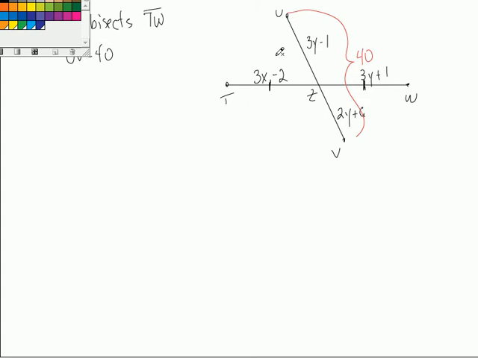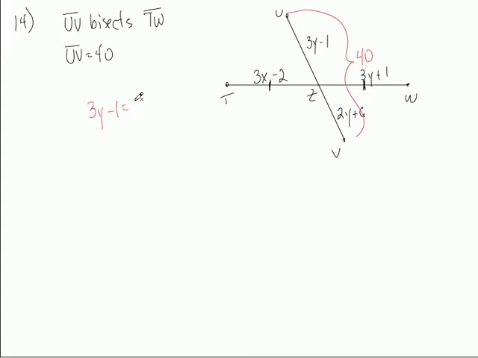So what do we got? We got 3y minus 1 plus, I almost did it myself, 2y plus 6, now I can say it, equals 40. Does that make sense? All right.